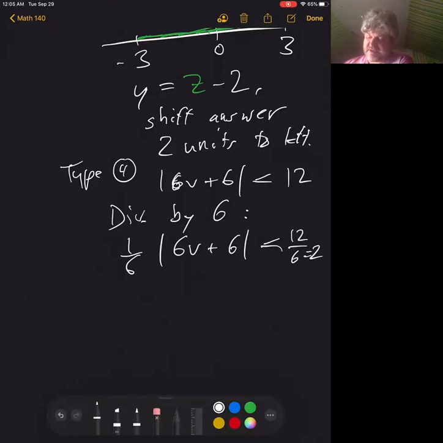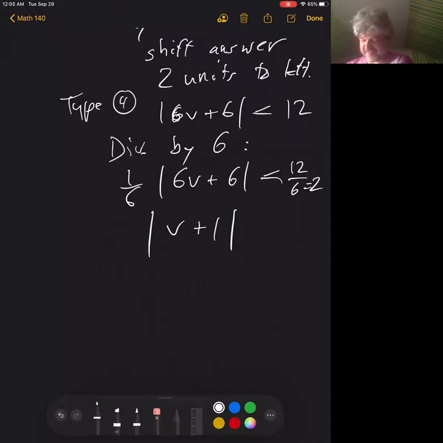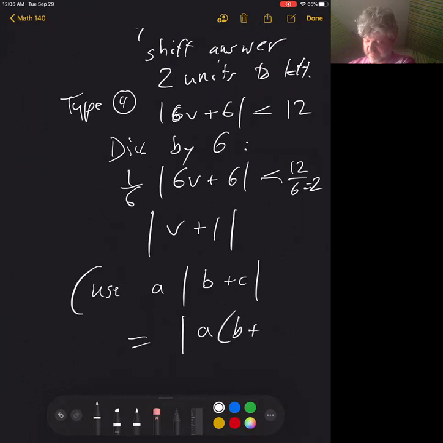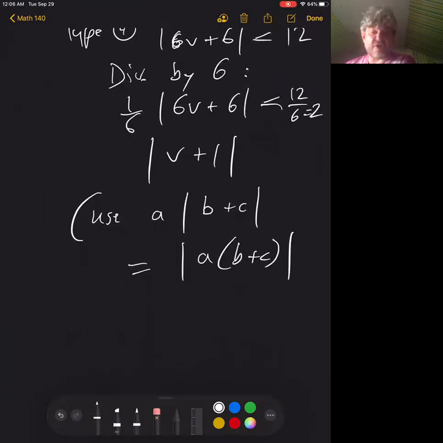And now we can pull that 1/6 inside the absolute value. So we get v plus 1. It's best to really do that cancellation immediately in one go and not clutter the page, okay? So the general formula would be with a positive number a times absolute value of something, we can pull that inside. In my case, the a is 1/6, and the b is the 6v, and the c is the 6. And then, of course, you have to distribute that number, 1/6, over the sum, which I did.